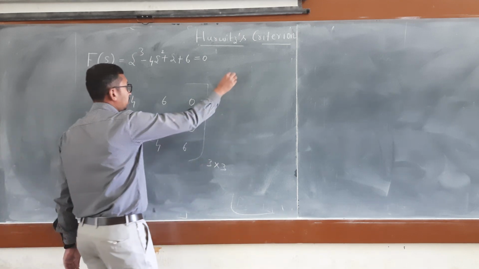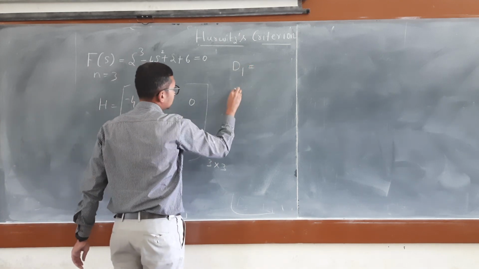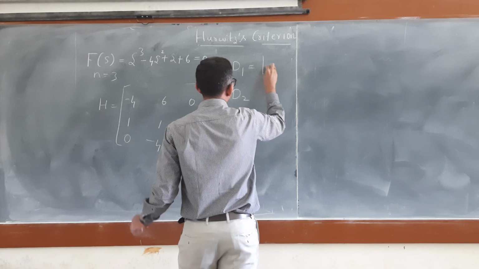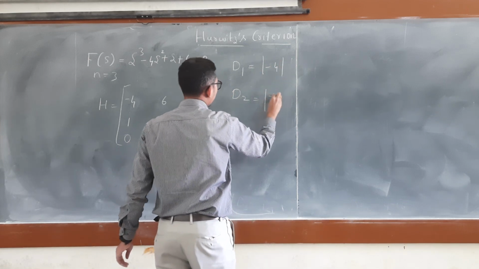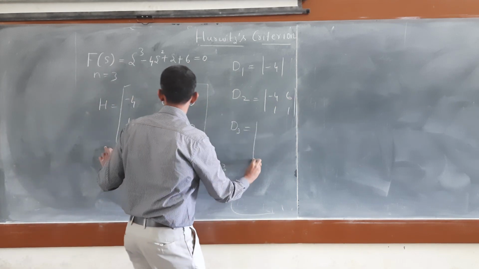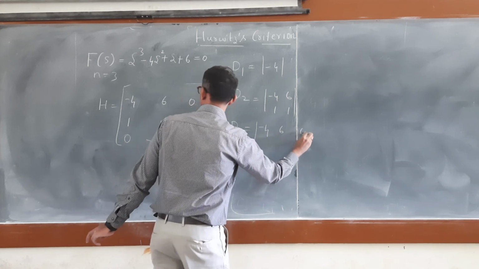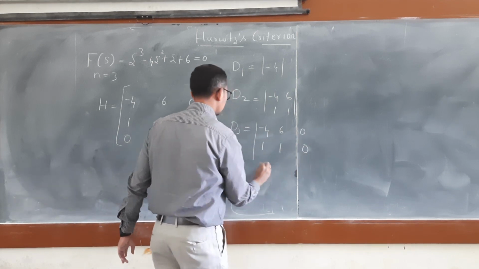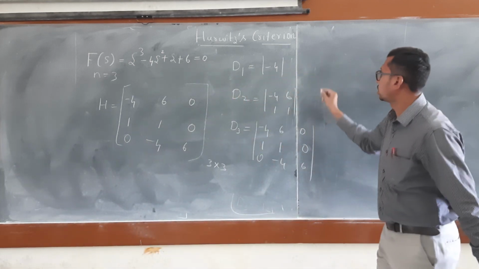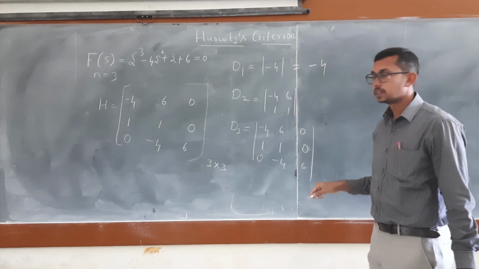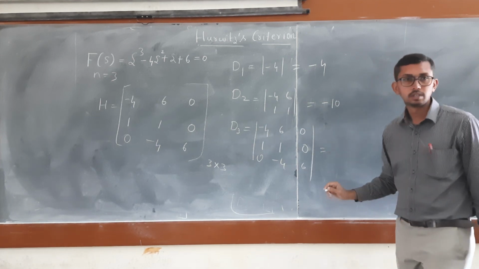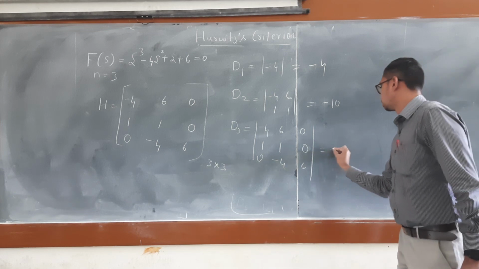So we need to find the determinants. How many determinants? D1, D2, D3. What is D1? It is minus 4. D2 is minus 4, 6, 1, 1. Here the complete matrix I need to write: minus 4, 6, 0, 1, 1, 0, 0, minus 4, 6. Can you please tell me the determinants of this? This is equal to minus 4 minus 6, that is minus 10. What about this? Minus 60.